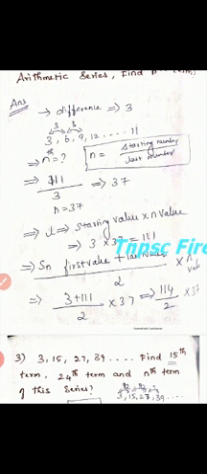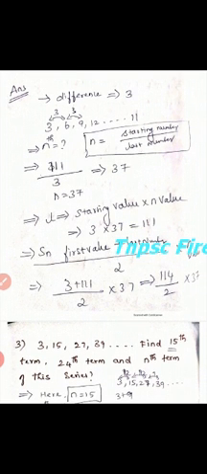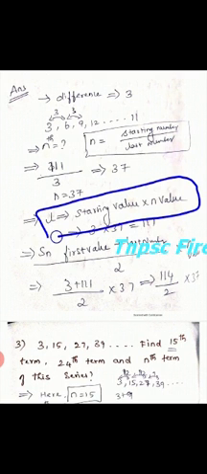Okay. If they ask for L, what will we do? You use this formula for L. L is the starting value into the n value. Here we found the n value, no? So here the n value is 37.